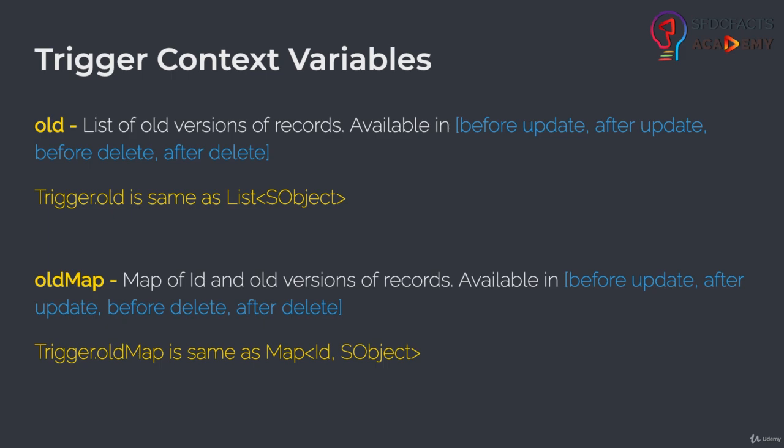Now we are going to modify our lead trigger a bit, and we are going to use some of these context variables. So let's go back to our Salesforce org and discuss the requirement first, and then we are going to implement it in our developer console.